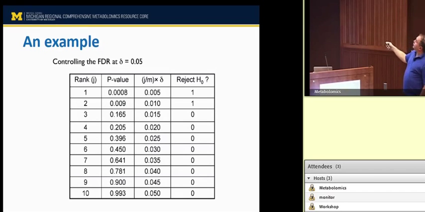And then the question is, if this number is smaller than this threshold, then you see that this threshold increases in an appropriate manner, in a linear manner. Everything that meets the threshold, I call significant. Anything that doesn't meet the threshold, I don't call significant.